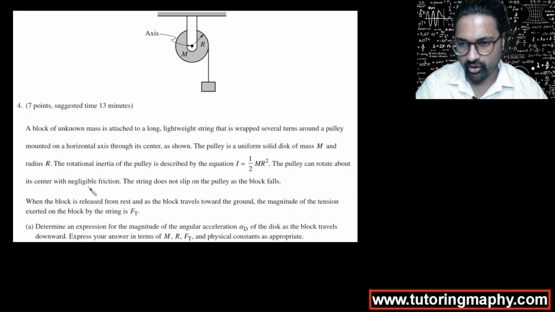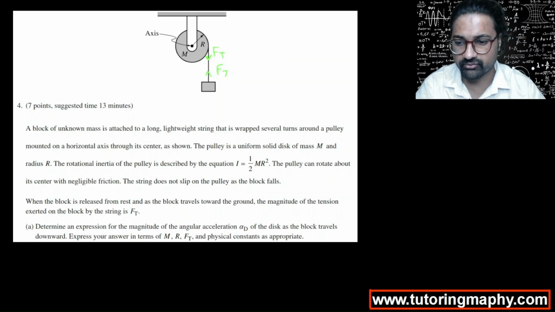As the block is released from rest and travels toward the ground, the magnitude of the tension exerted on the block by the string is Ft. So the block is falling down, the tension is F of t, of course, in this direction. Here it's going to be right in the opposite direction, like this. They are saying determine an expression for the magnitude of the angular acceleration alpha of the pulley.